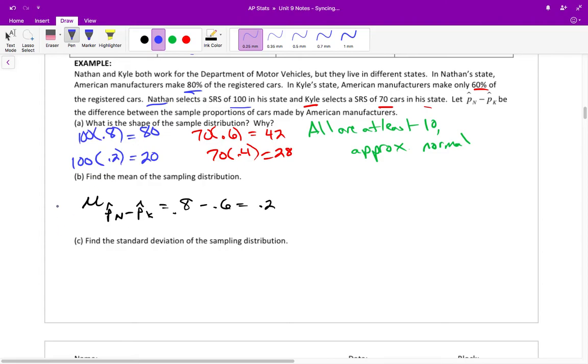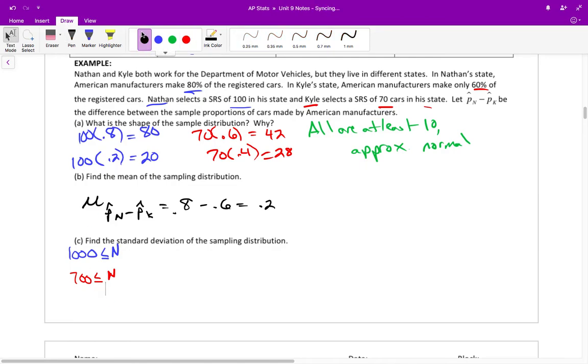So for standard deviation, that's where you look at the formula. Now before we do, let's just make sure conditions are met, since we do have some conditions we need to think about. So for Nathan, there were 100 cars, so 100 multiplied by 10 is 1,000. Can we assume that there are more than 1,000 cars in his state? I would say yes. No matter what state you're in, you're going to have at least 1,000 cars. For Kyle, it was only 70, but still 70 multiplied by 10 is 700. Can we assume that there's more than 700 cars? I would say yes. Even in Alaska, they probably have at least 700 cars.